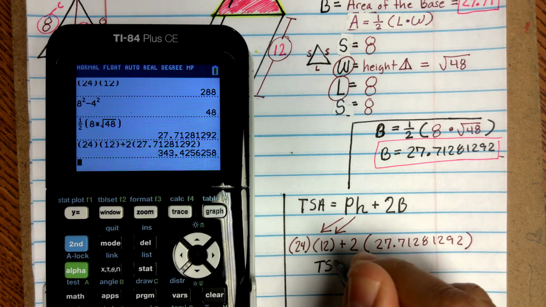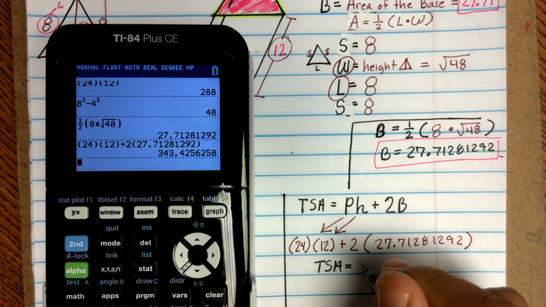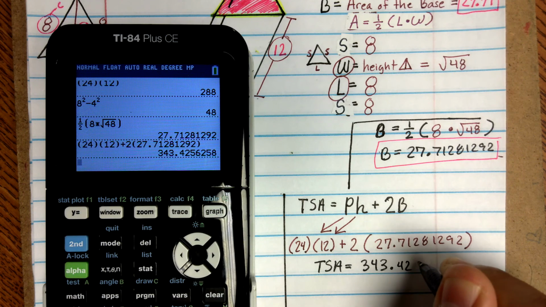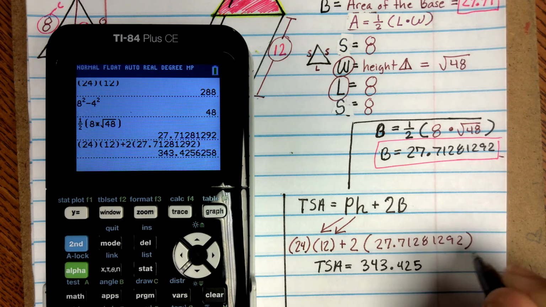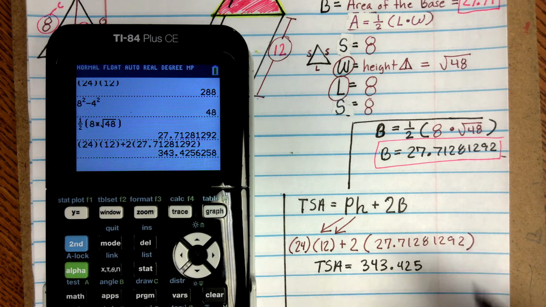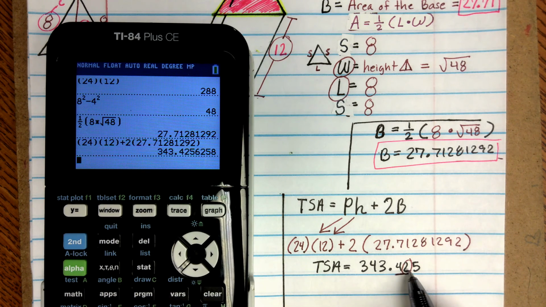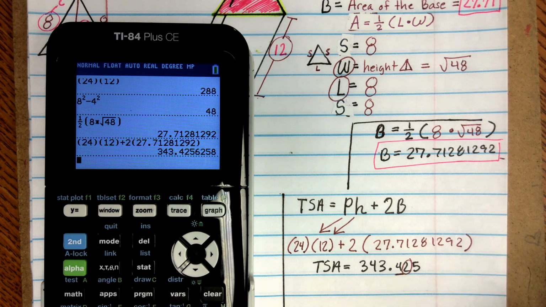So I'm going to go ahead and write that down. So TSA is equal to 343.425, and I'm going to stop there. A lot of your teachers are asking for these to be rounded to the tens place, so I'm just going to underline the tens place, circle the hundreds, and remember, 5 or more raise the score, 4 or less let it rest. So 2 is telling me to let the 4 rest, do not change it.